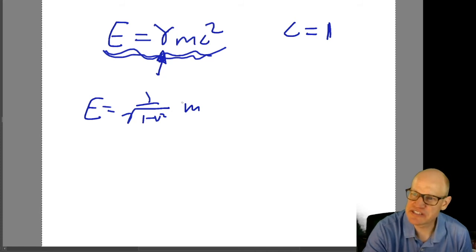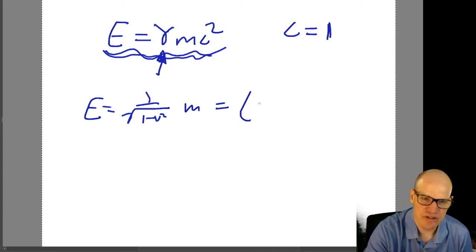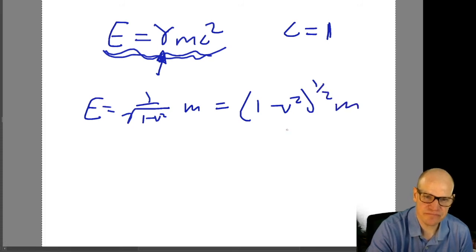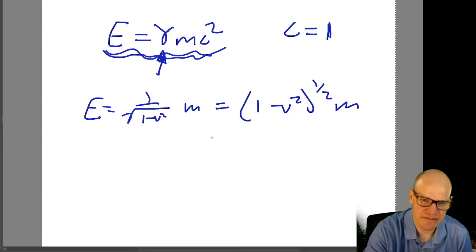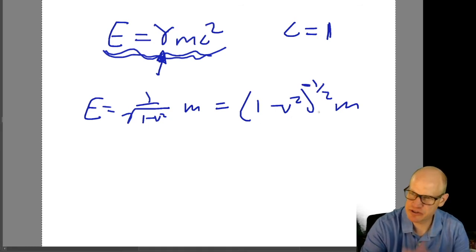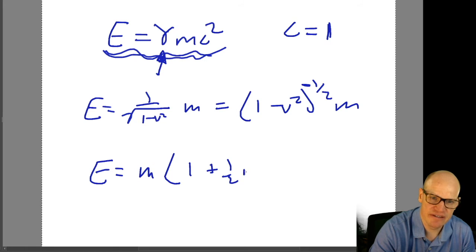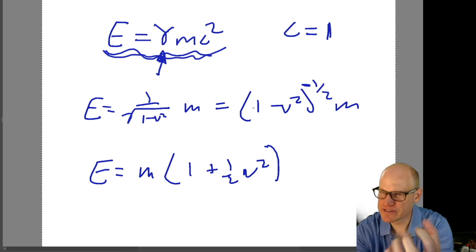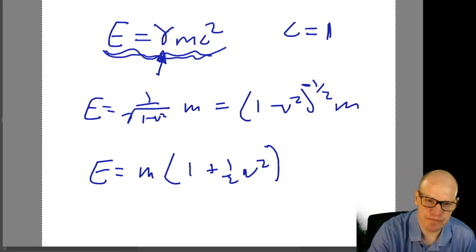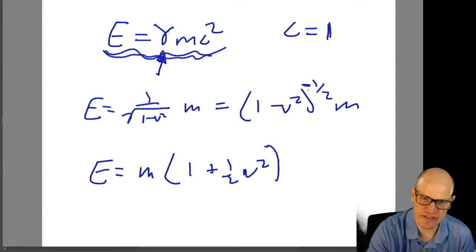And let's do the same approximation. This is equal to (1 minus v squared) to the minus 1/2 times m. Okay, I can do the same Taylor expansion that I did before, and I can get E is equal to m times (1 plus 1/2 v squared). So this is exactly the same Taylor approximation that I made before, where in the Taylor expansion you bring the power down, you multiply that by this thing, and then you drop the power, basically. So this is what you get.